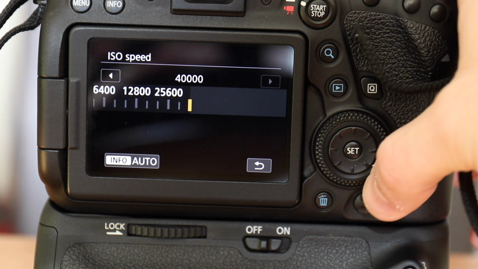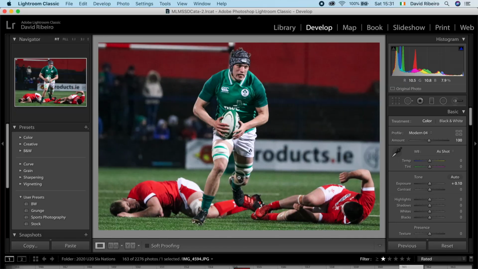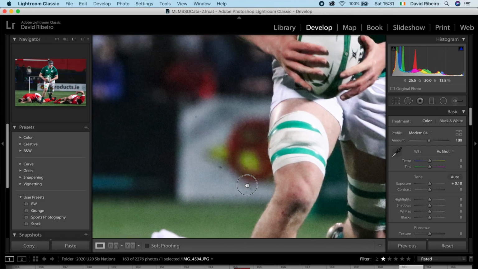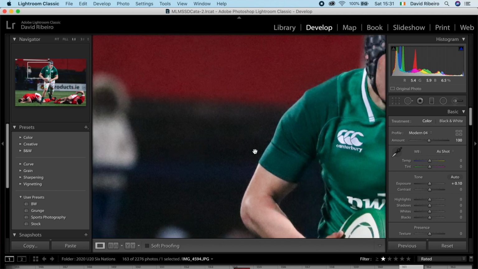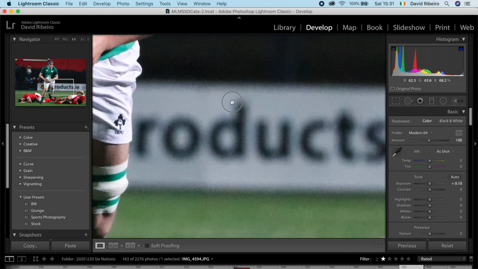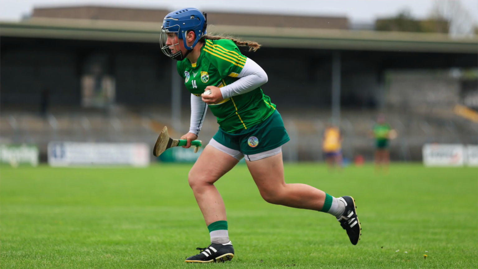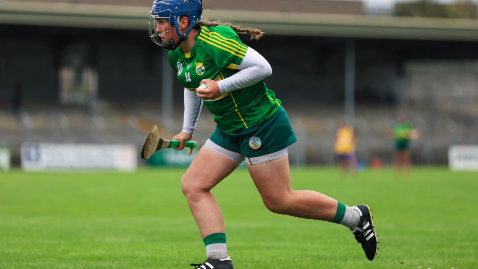Higher numbers mean your sensor becomes more sensitive to light, which allows you to use your camera in darker situations. The cost of doing so is more grain, also commonly referred to as noise. In a perfect world, you want to have your lowest ISO possible so you don't get any noise, unless of course that's exactly what you want.